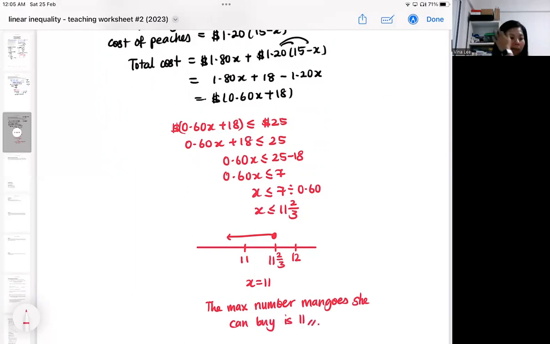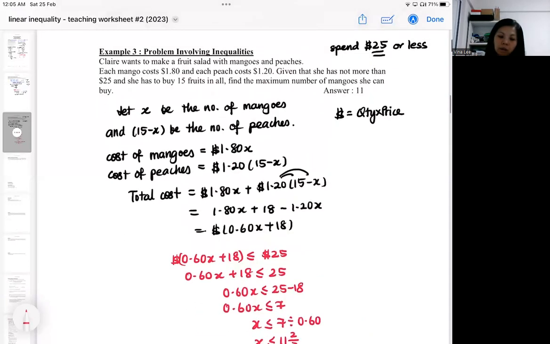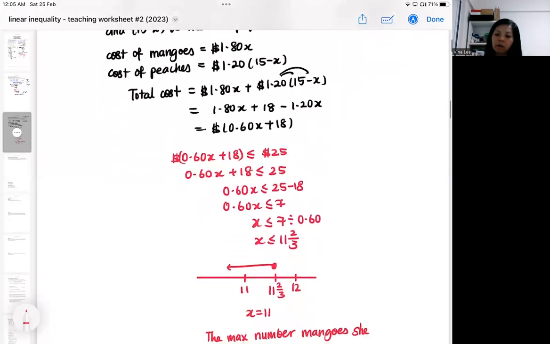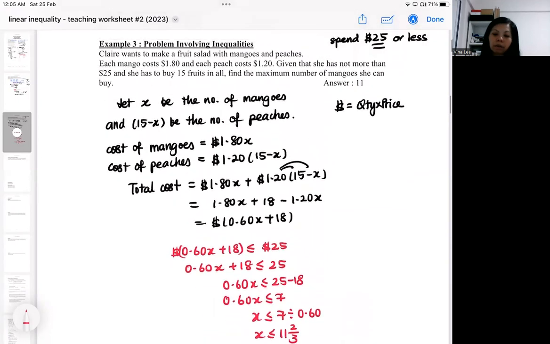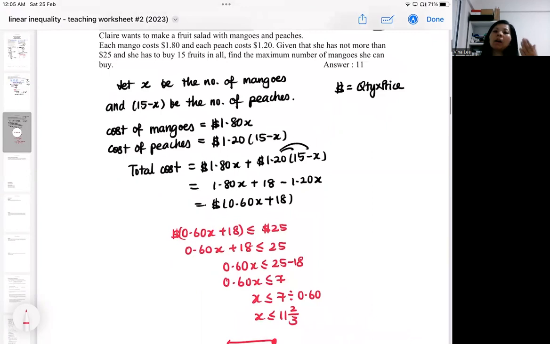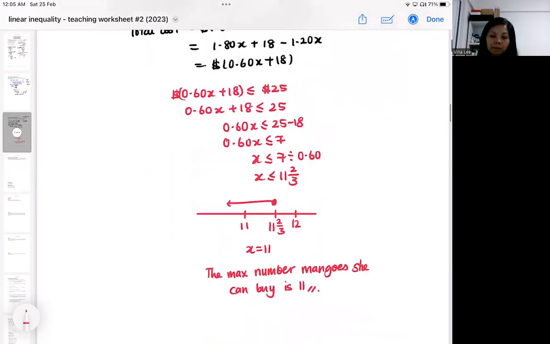Because mango is the more expensive one. So how many can she buy? With the limit of $25, she can buy a maximum of 11. Of course, she can buy fewer and she's still within the budget. So we talk about the highest possible number of mangoes. This question deals with cost. That's why our algebra is about money. When it involves money, again, there's quantity times price.